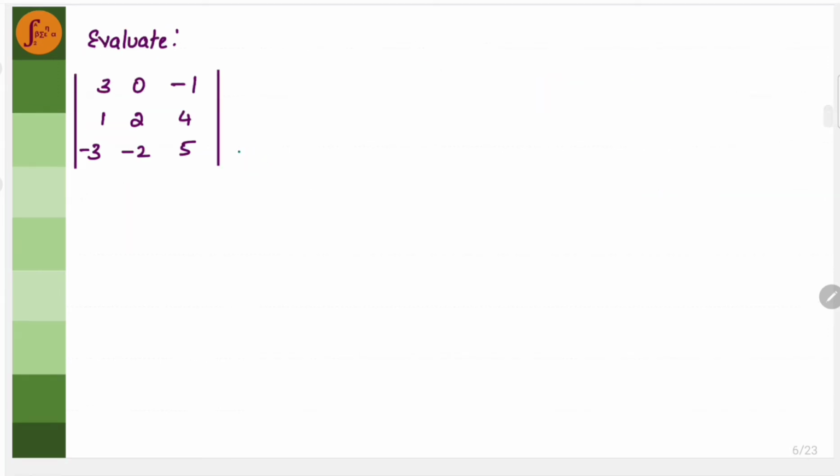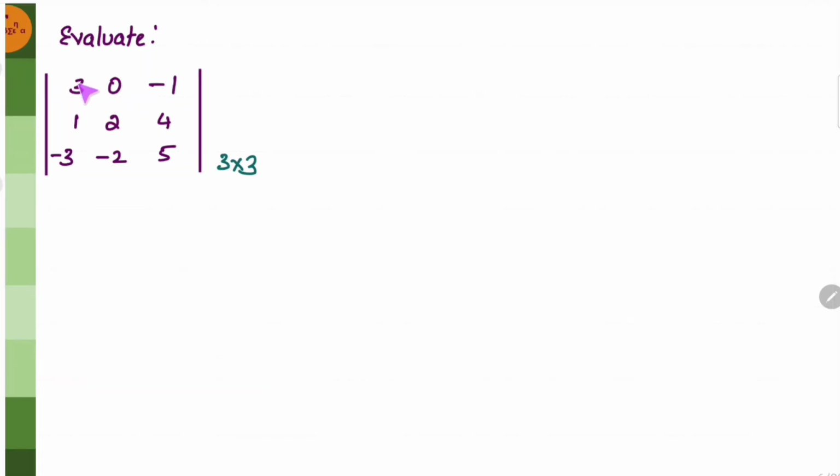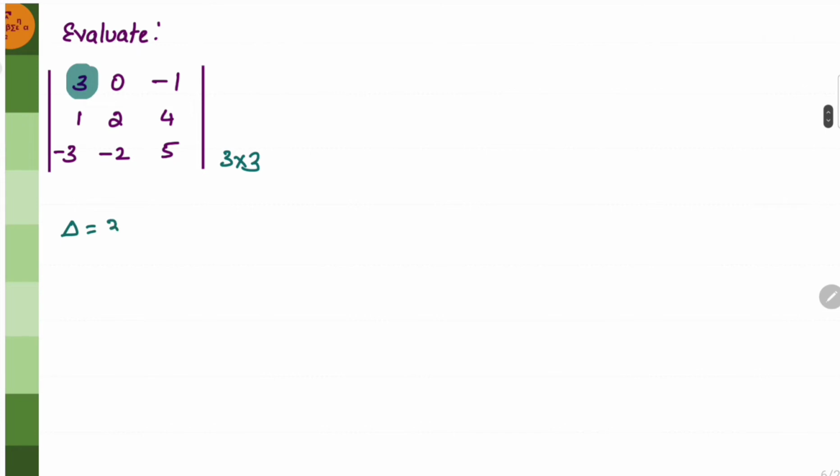Now let's take a 3 by 3 matrix. The determinant for this would be, what we have to do? We have to take the first element. So let's take this element first. So the determinant is equal to the first element, 3. Ignore this row, ignore this column. Then we are left with elements 2, 4, minus 2, 5. This is what we are left with.